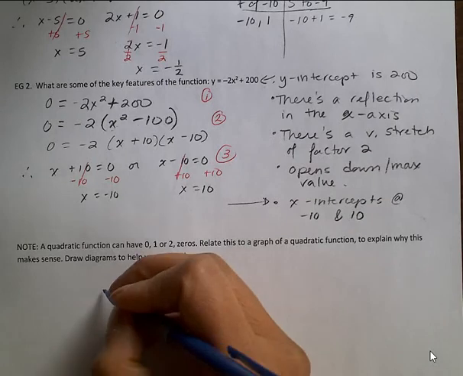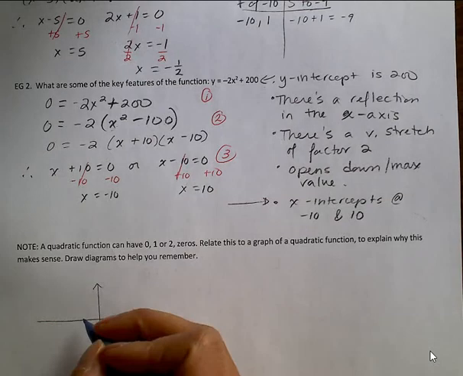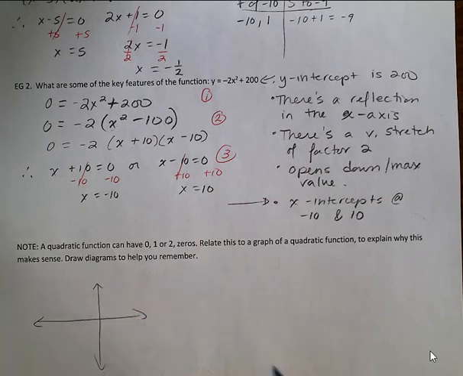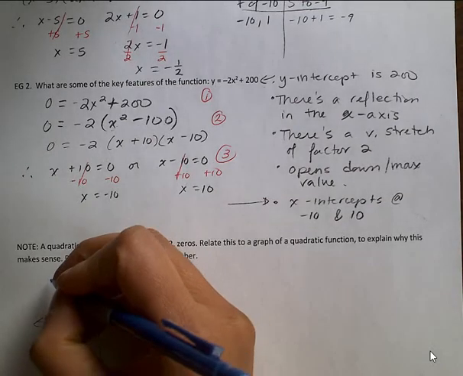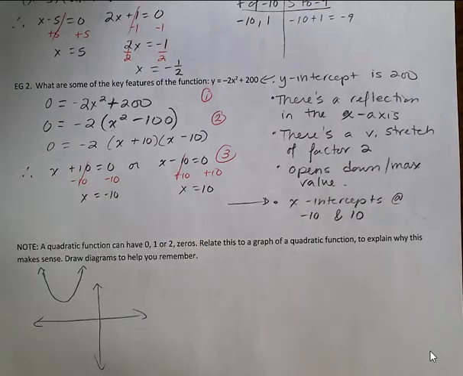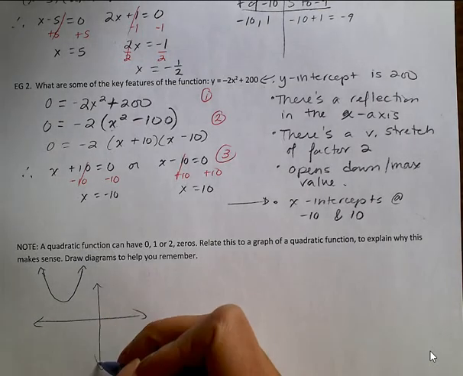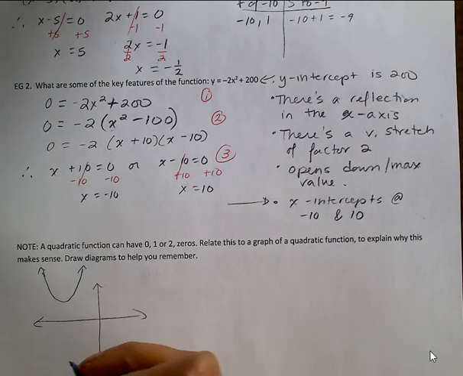All right, so if we have 0 zeros or 0 x-intercepts, that means that the graph does not cross the x-axis. So your graph could look like this. Your parabola, maybe it opens down, but it doesn't cross the x-axis. So this shows no zeros because the graph has no x-intercepts.